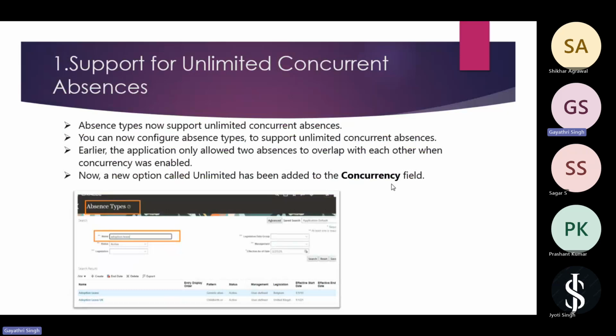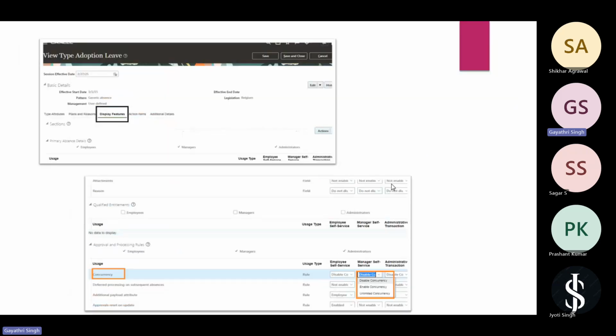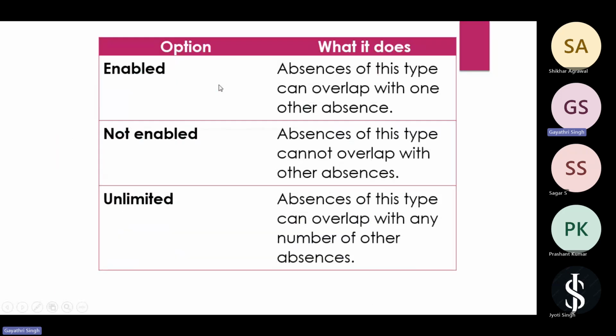One absence can be overlapped with another absence. So we have some options in the concurrency field for how many times we can overlap it. I have also provided you the screenshots for it. You can take any absence type, and when you go to display features, we have a new option called concurrency. In concurrency there are four options which are newly enabled: enabled, not enabled, and unlimited.